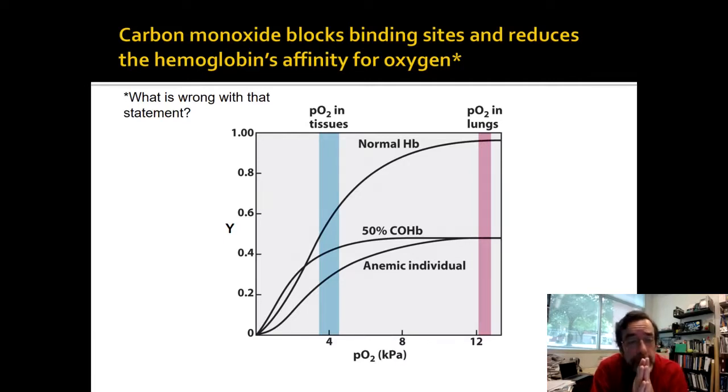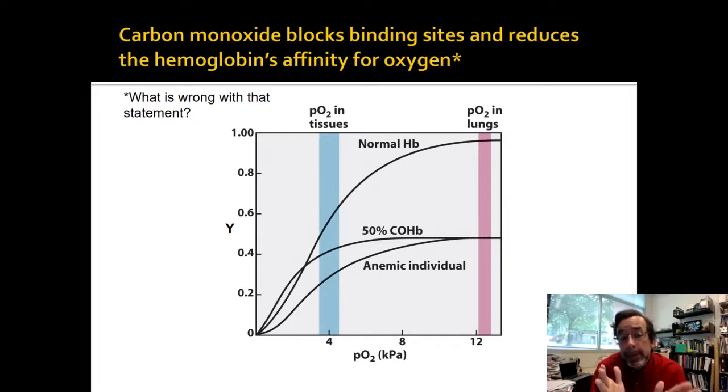So the other curve that's shown here, normal hemoglobin, 50% occupied with CO. Then there's the anemic individual, which simply has a lower concentration of hemoglobin. That means that their red blood cells are messed up, they have fewer red blood cells, and therefore a lower concentration of hemoglobin in their blood. So let's say they have 50% of the red blood cells, then they have 50% of the hemoglobin, but otherwise the hemoglobin is completely normal.